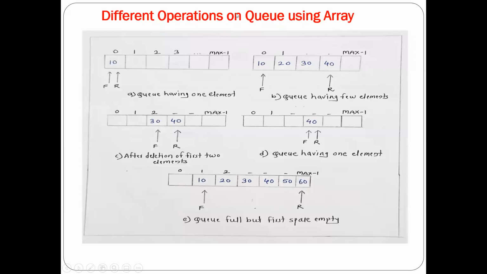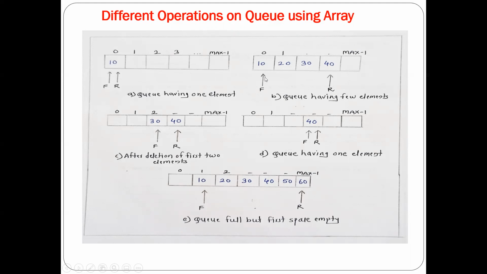These are the different operations I have shown here on the queue with the help of the array. Initially, when there is only one element inserted into the queue, like 10 here, both the front end and the rear end are at the 0th position. When the queue is empty and we want to insert an element, we have to point both ends to the 0th position, and so here 10 is inserted into the queue.